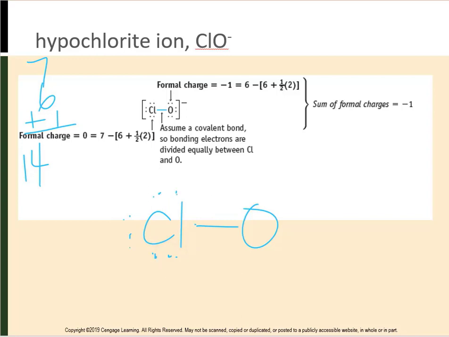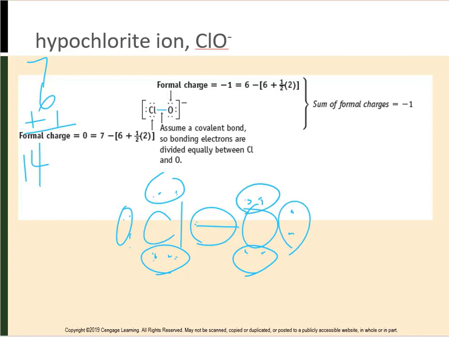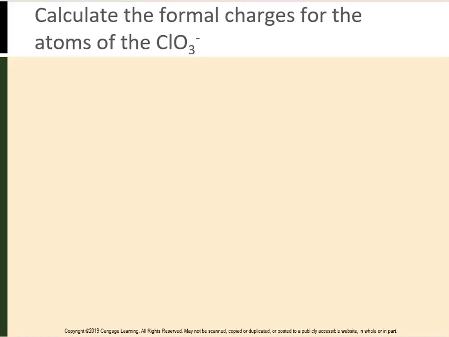Oxygen, so this is 1, 2, 3, 4, 5, 6, 7, 8. Chlorine is happy. Oxygen has 1, 2 already, 3, 4, 5, 6, 7, 8. Now let's count our electrons: 2, 4, 6, 8, 10, 12, 14. And we know that this was a -1 charge. So to find that formal charge, by taking valence electrons minus the lone pair electrons plus the bonded electrons, we found that oxygen had a formal charge of -1 on this end and the chlorine had a 0 formal charge. Calculate the formal charges for the atoms of the ClO3 minus.